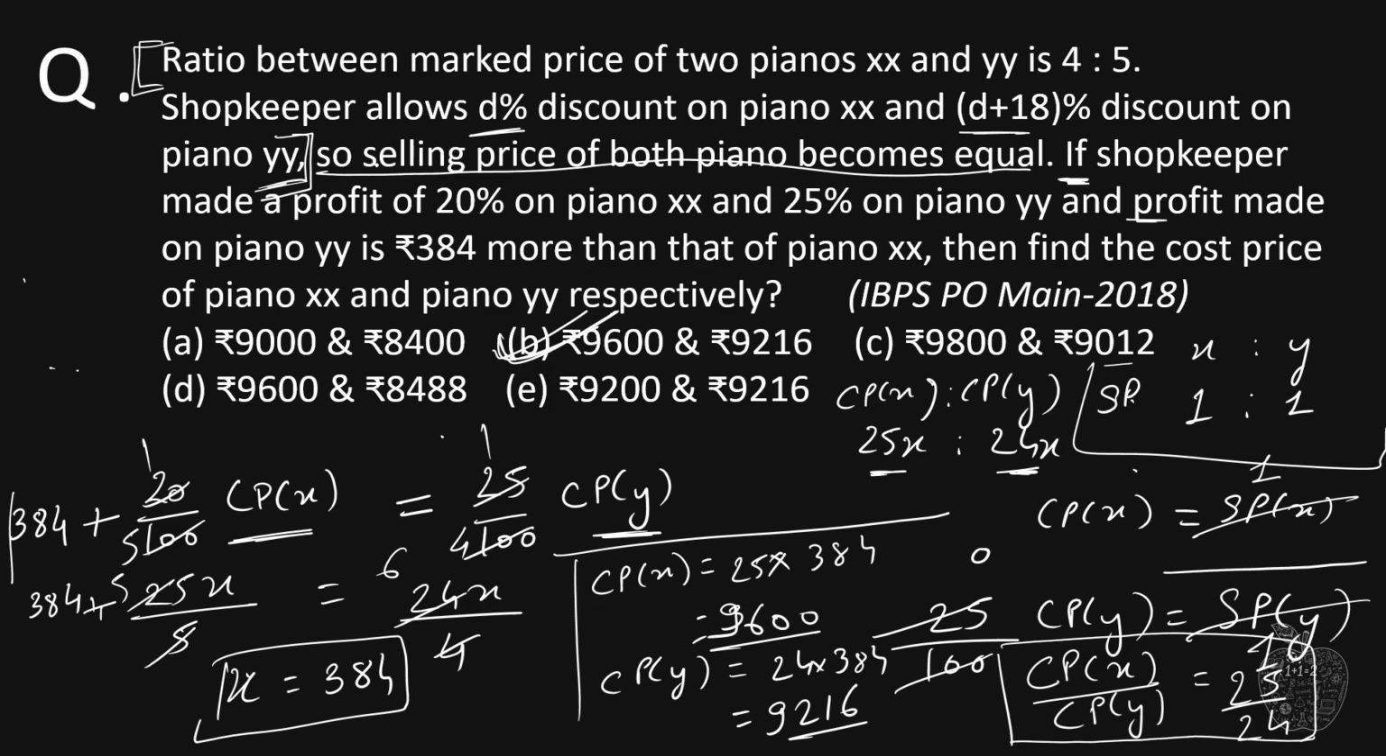Then we know that the selling price of both pianos becomes equal, so the ratio is 1:1. Then we calculated the ratio of the cost price of X and cost price of Y. Then I assumed that it is 25x and 24x. Then I put this value in this equation and found out the value of x, then substituted back in this, and found out the cost price of both the pianos. And that's how you calculate it. Option B is the correct one here.